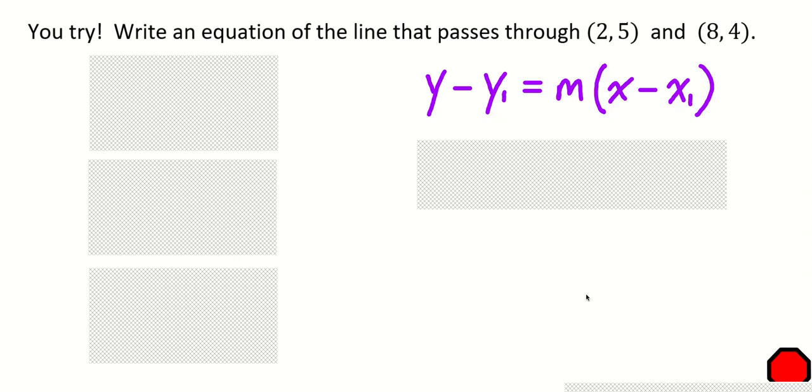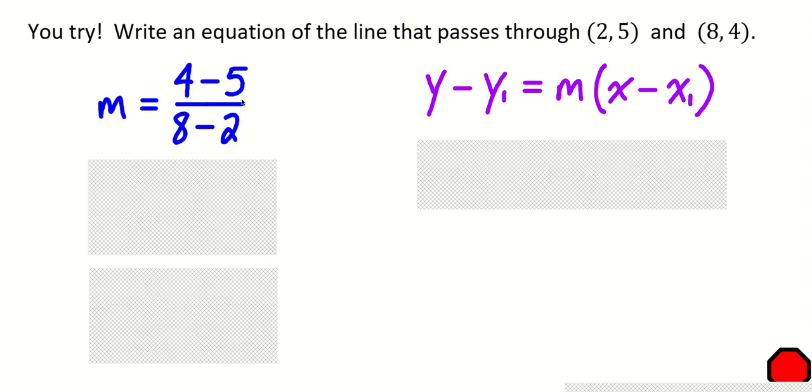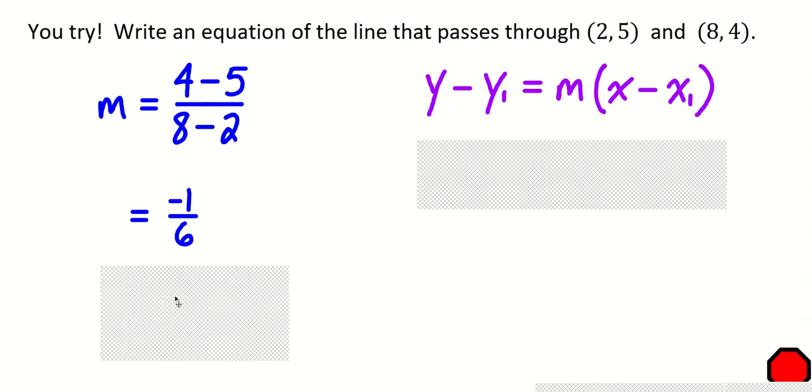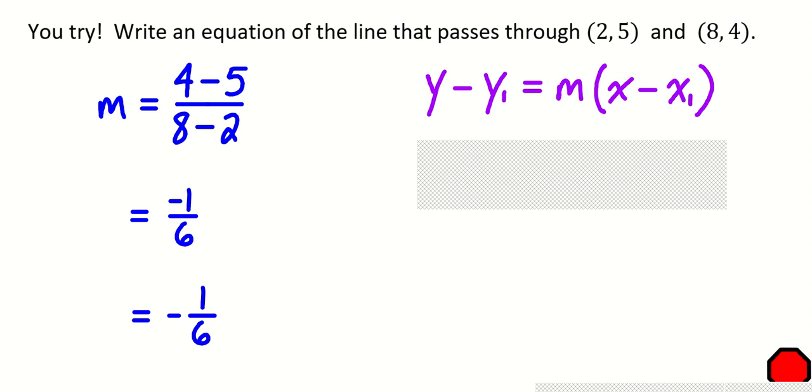So if we want to use that formula, we already have maybe a 2 and a 5 to go in for x1 and y1 for your point. We need the slope. So we're going to do 4 minus 5 over 8 minus 2. That's the slope formula. And we get negative 1 over 6, which I'm going to actually take another step, technically, to rewrite it like this, with the negative out in front.